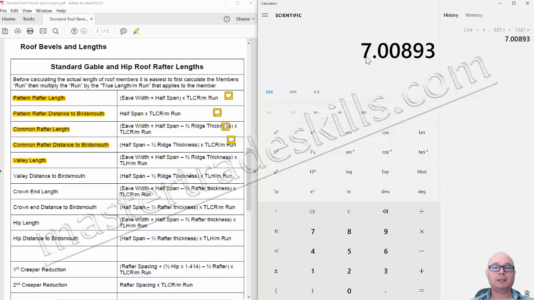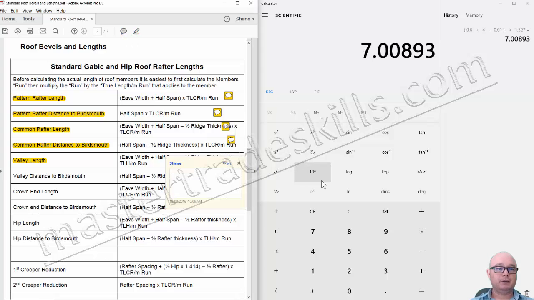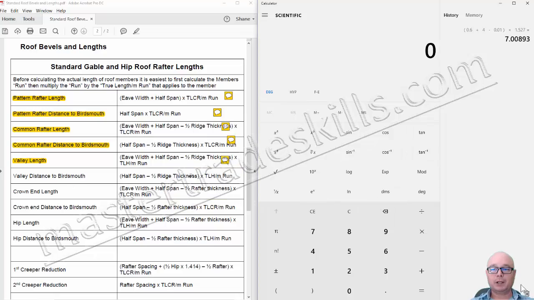So the length for our valley is 7 metres and 9, because the 9 would round up the 8 to a 9 with 3 decimal points. So I'll just input that with a sticky note. Length of the valley is 7 metres 9. There it is there. So I'll just clear that before I do the next calculation.